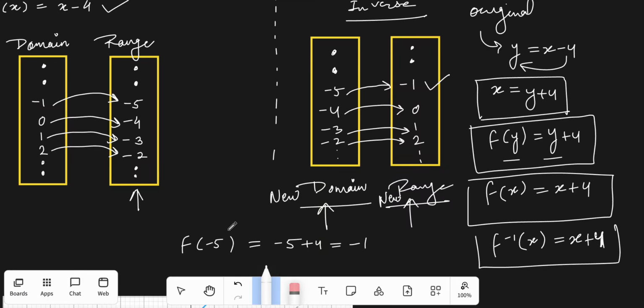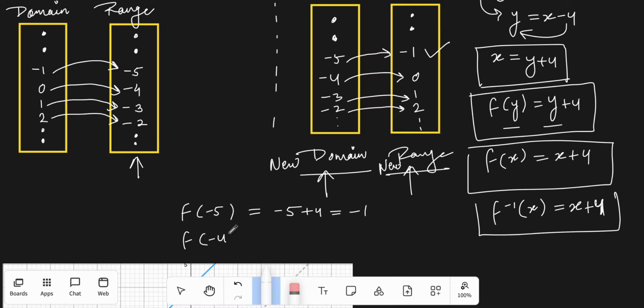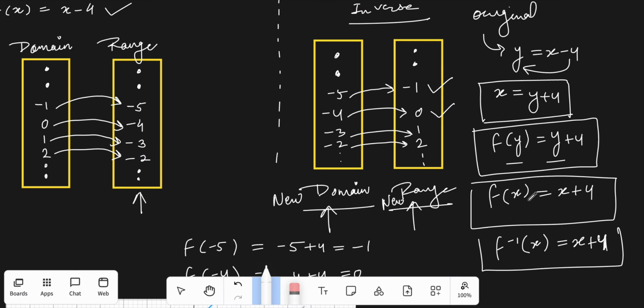For f of -4, we get -4 plus 4, which is equal to 0. And that's correct. For -3, we can see that -3 plus 4 is going to be 1. For -2, -2 plus 4 is going to be 2. So indeed, we can see that this inverse function does exactly the opposite of what our original function does. It maps the range of our original function to its domain, and the range of our original function becomes the new domain of our inverse function.